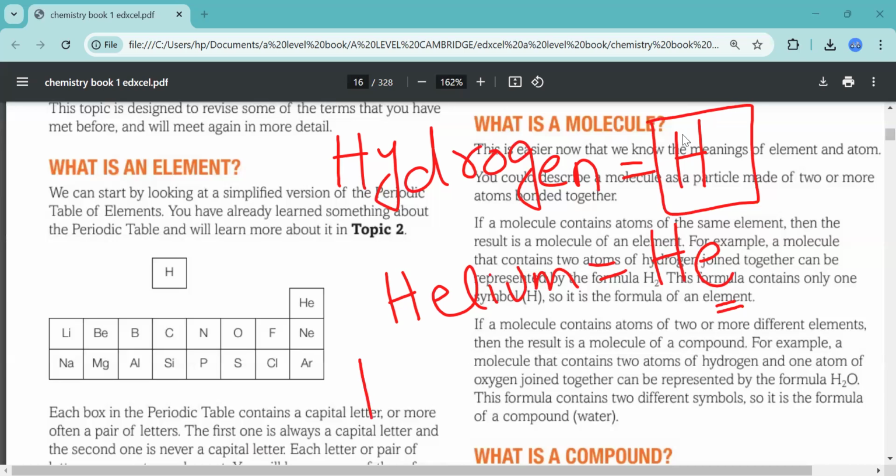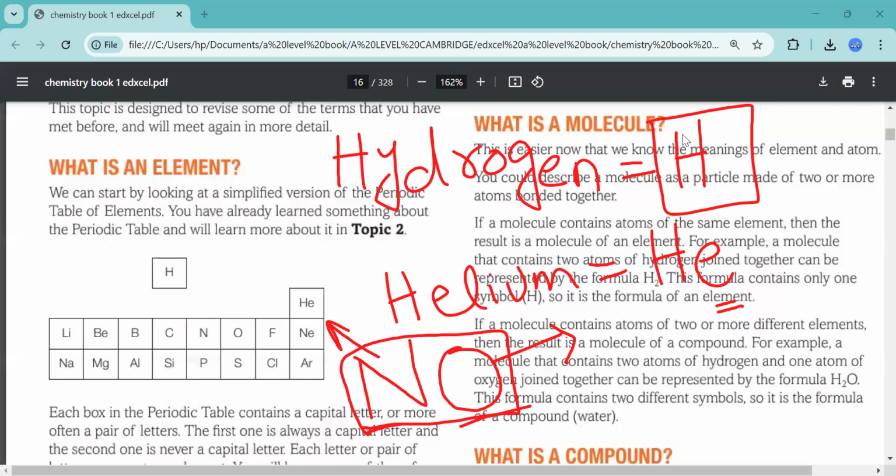If in a chemical equation they write down the symbols like N and O, it means that these are two different elements. This is not the symbol of a single element. N is different, O is different. How do I know this? Because both of them are capital.